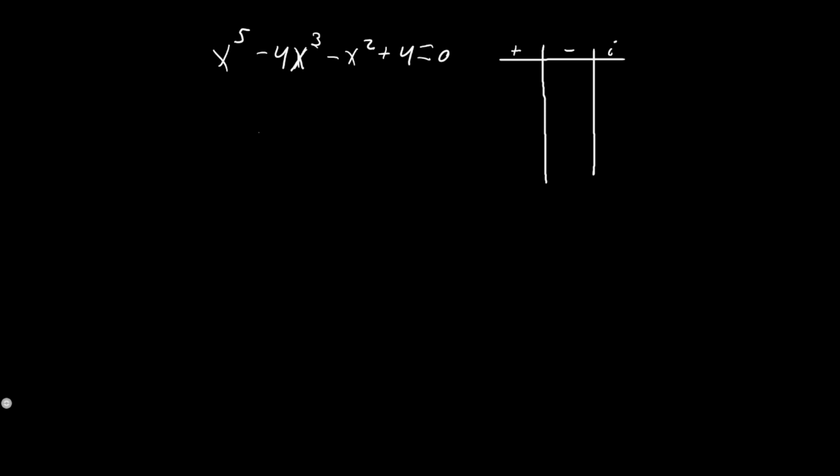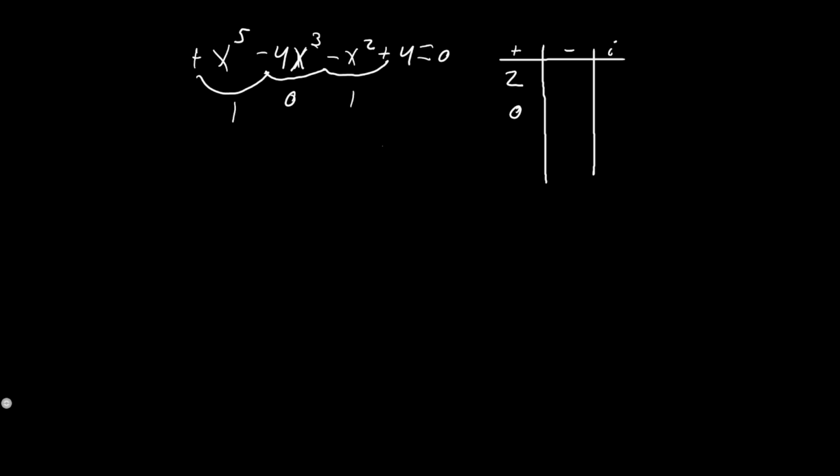So let's count the positive sign changes first. So we have positive to negative, and negative to negative, and negative to positive. So that means we have one sign change, then 0, then a second sign change, which is 2 in total. And we're going to subtract 2, so we have 0.